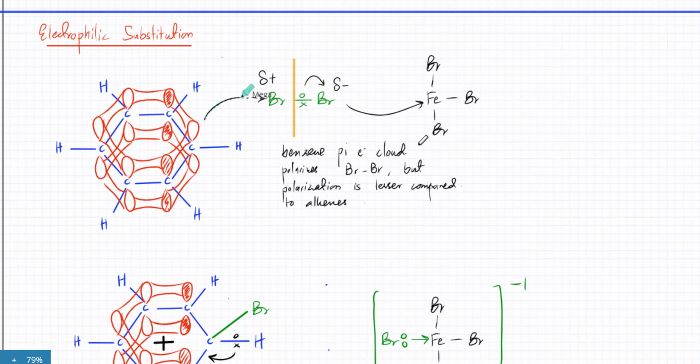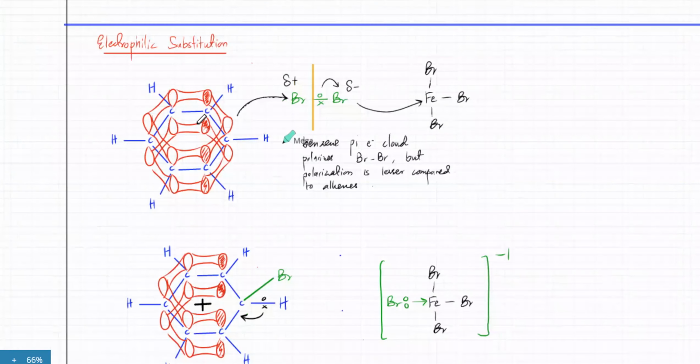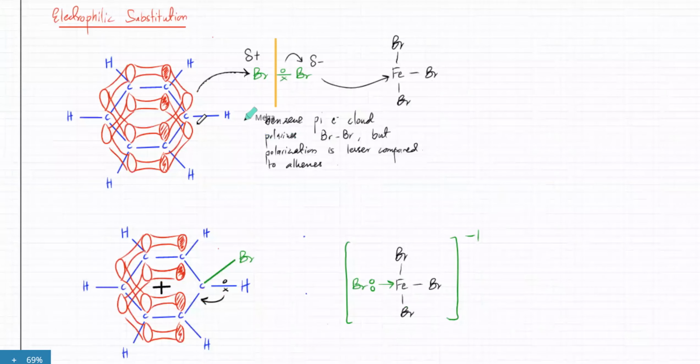Now it's really interested in those electrons, and the molecule is going to get polarized and it will split up. The negative bromine will get attracted to the iron, and the positive bromine will get attracted to these electrons over here. And that's the next step. This is the whole mechanism of electrophilic substitution.